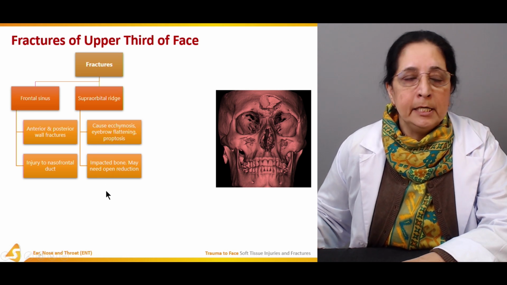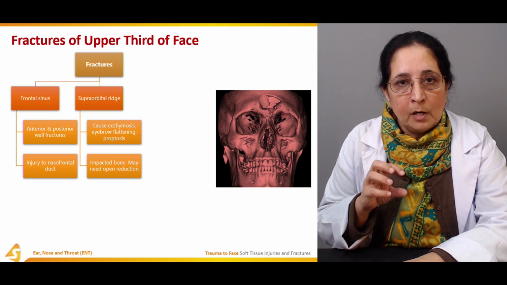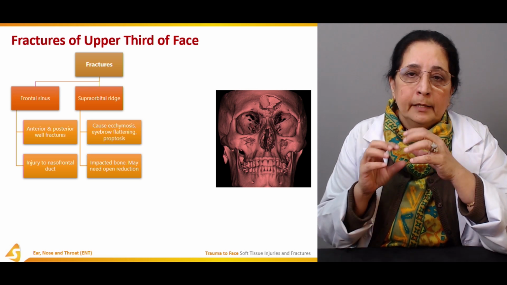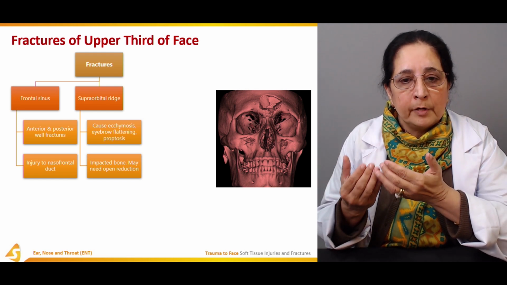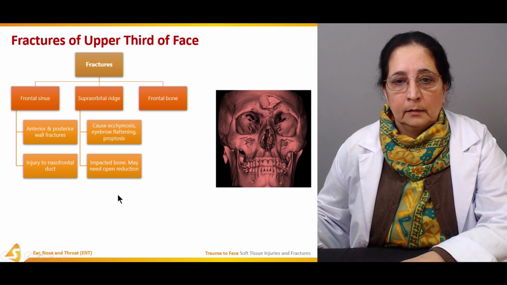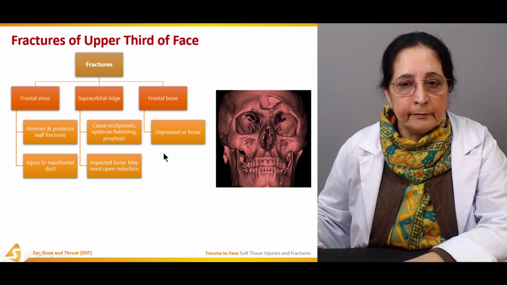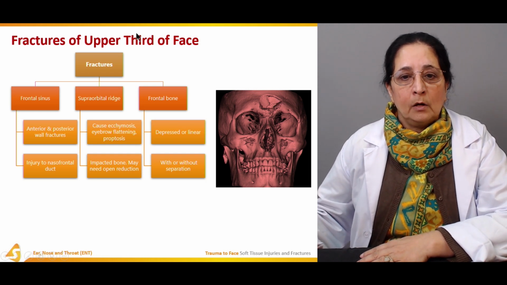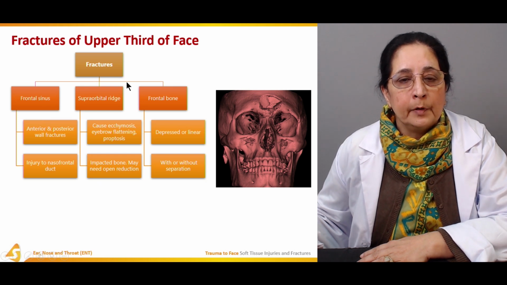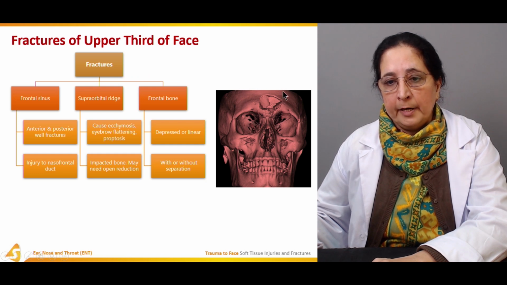Impacted bones may need open reduction. So if bones are impacted, or there are small pieces of bone that are stuck, they may need open reduction. We have to open and treat or reduce the bone. The frontal bone, this is the forehead, may have depressed or linear fractures, with or without separation. These are all the fractures that can occur in the upper third of the face. Here you can see this is the upper third of the face, and this is the fracture present.